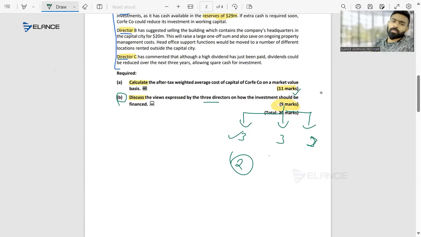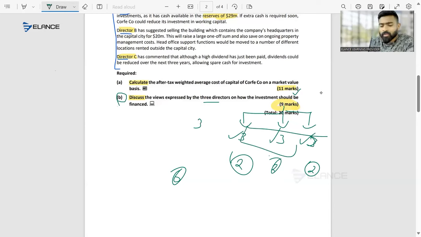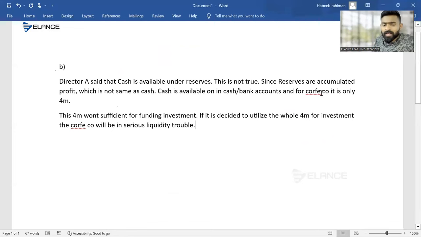Only 50 marks is required to pass. If you attempt everything, you will be awarded at least 2 each, so 6 marks. If you do not attempt the entire part, you will end up with only 3 or 4 marks max. Okay. Hope we are done with Director A's opinion. Shall we continue? Please do respond.